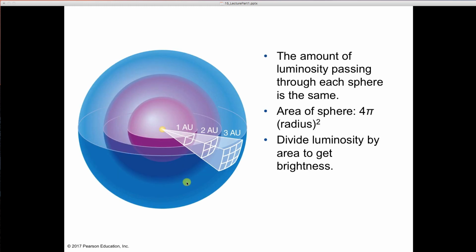So this figure gives a good idea of how this works. If you think about a star in the middle of this figure here, there's a star there that gives off a certain amount of energy every second. And that energy travels outward away from the star in all directions.